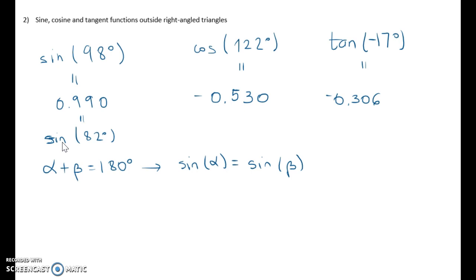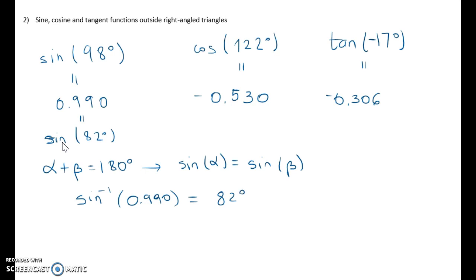Now, something that we have to take into account is that when we type that value in the calculator and we use the sine inverse, so when we ask the calculator what is the angle that has a sine of exactly 0.990, which is the result that we got for both angles, the calculator is going to tell us that that angle is 82, which is true.